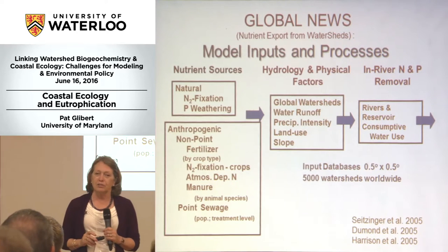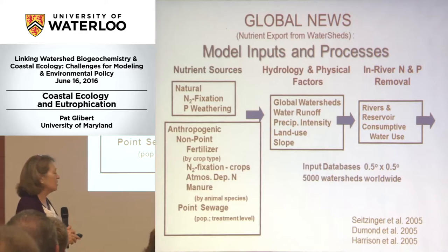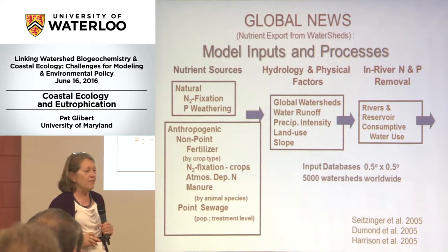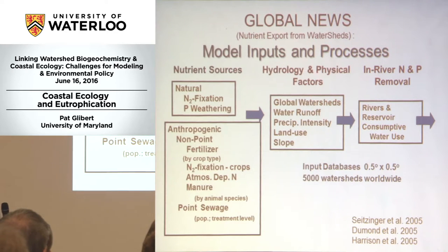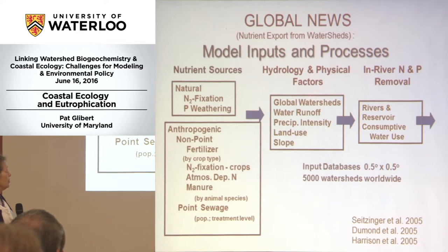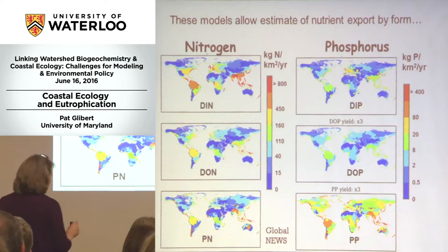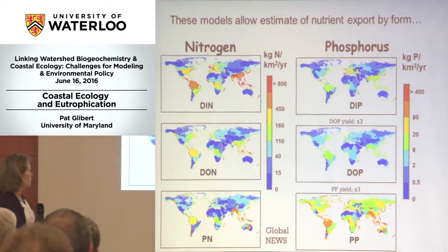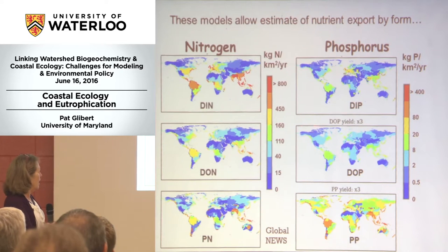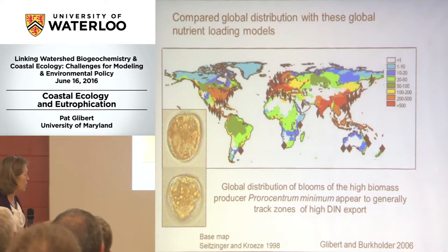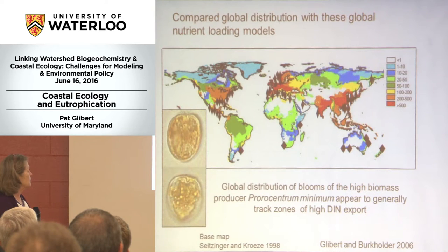These models have applied Global NEWS models. You'll be hearing a lot about Global NEWS, I'm sure, from John and Arthur, but these models take nutrient sources from as many as 5,000 watersheds worldwide, take into account hydrology and physical factors and in-water processing. And these models, for the purpose of understanding changes in HABs, are appropriate because they can provide us information on both nitrogen and phosphorus and by form. And I told you earlier about this application of how we used these models to look at N:P distributions.